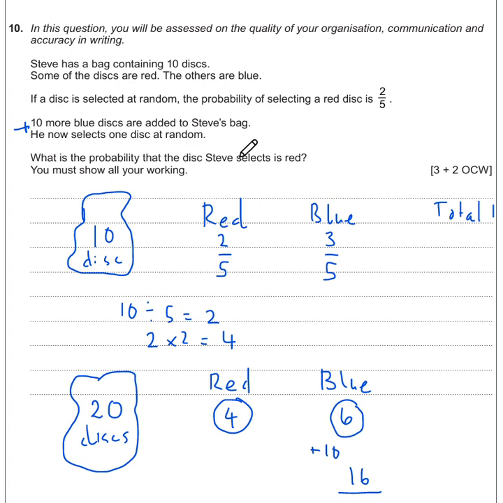So we want to think, what is the probability that the disc Steve selects is red? And we've got to show our workings. Okay, so let's have a look. The probability that he selects a red is going to be equal to, on the bottom of our fraction, how many discs we are choosing from. So we've got 20 in that bag. And then how many of those 20 are red? The answer is 4. I'm going to leave my answer as 4 over 20 because it doesn't tell me to write my answer in the simplest form at all.